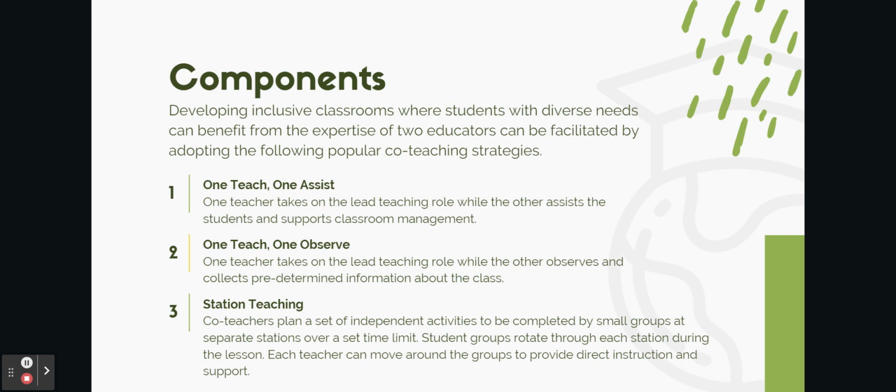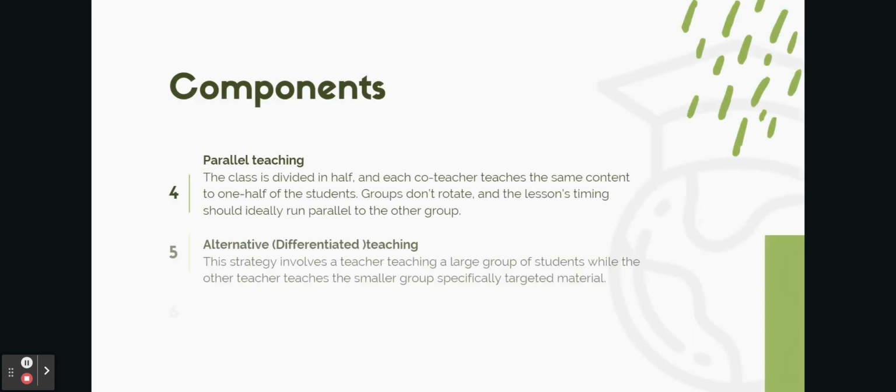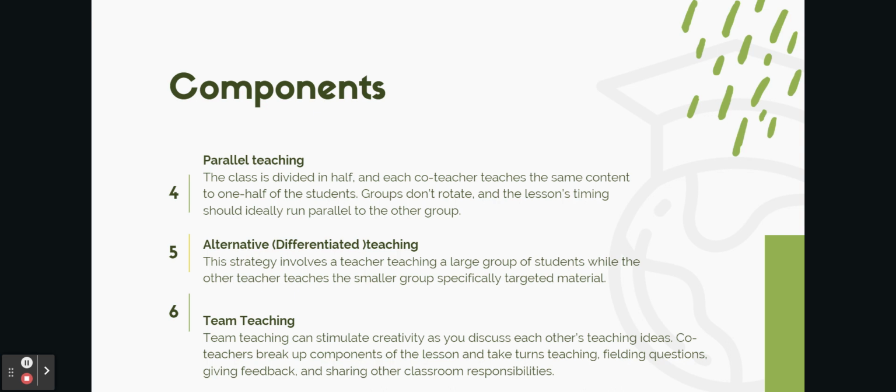Student groups rotate through each station during the lesson, and each teacher can move around the groups to provide direct instruction and support. Parallel teaching. This is where we have the class divided in half, and each co-teacher teaches the same content to one half of the students. Groups don't rotate, and the lesson's timing should ideally run parallel to the other group.